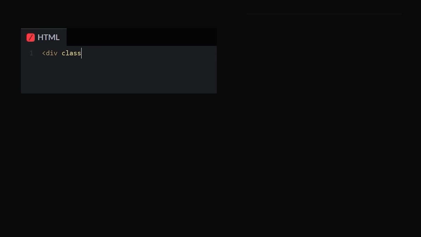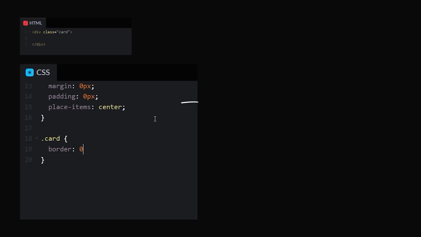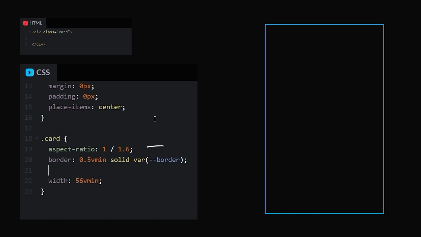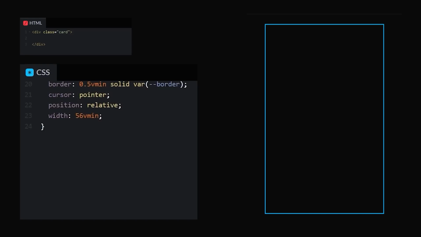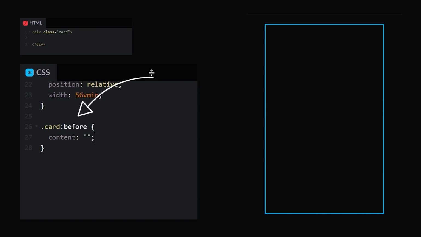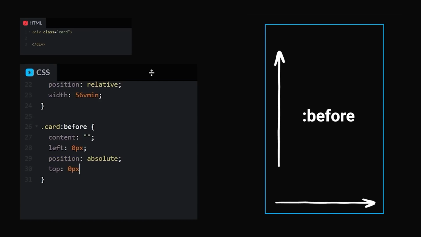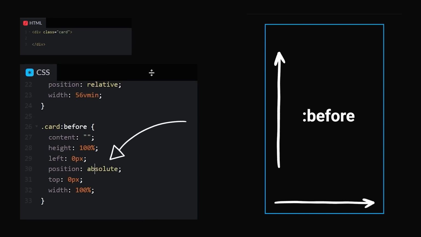The first thing we need is a div for the card. We'll give it a solid border, set its width using the vmin unit so it's responsive, and set its aspect ratio so that it maintains the correct proportions. We're going to put the gradient in the before pseudo element, which will be the same size as the card and positioned absolutely on top of it.